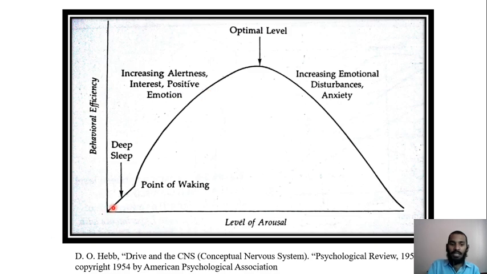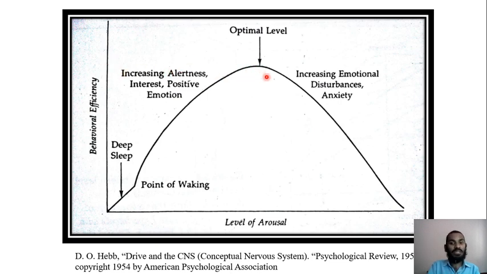Here, this is the graph showing deep sleep and the point of waking. At the point of waking, your behavior efficiency will be low. As the level of arousal increases, there will be an increase in alertness, there will be interest and positive emotion, and when it reaches the optimal level, we will be performing very efficiently.